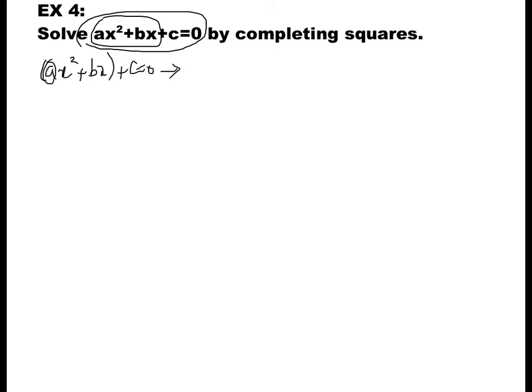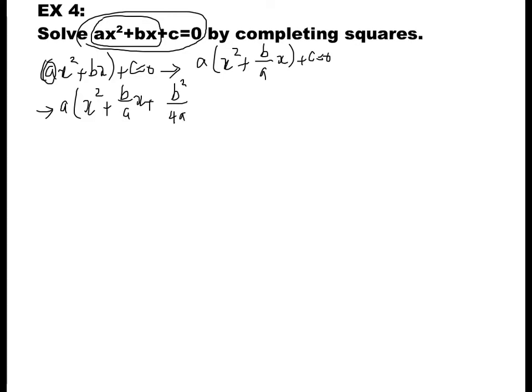Now, since a here in general is not 1, I'm going to factor it out, so I'm going to get a times x squared plus b over a x plus c is equal to 0. Now, what I'm going to do is add and subtract half of b over a, squared. So I'm going to get a times x squared plus b over a x plus b squared over 4a squared minus b squared over 4a squared, plus c is equal to 0.